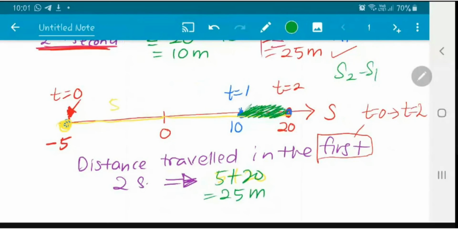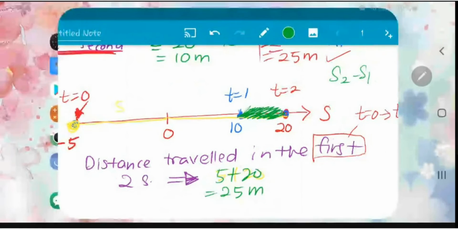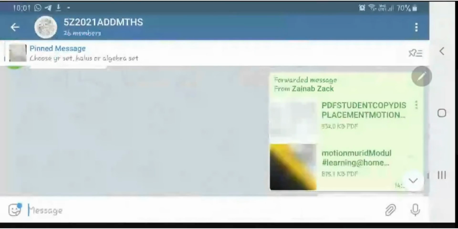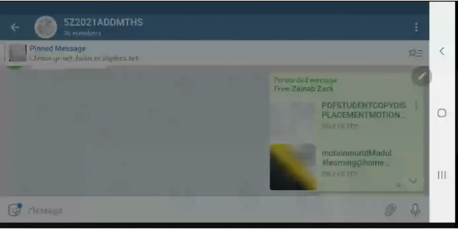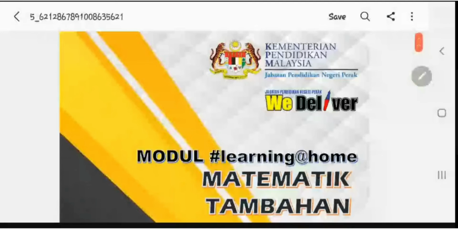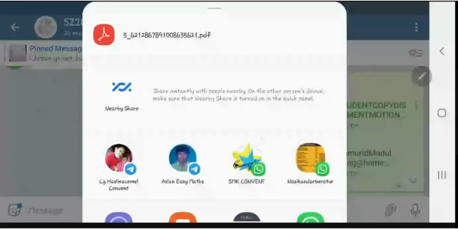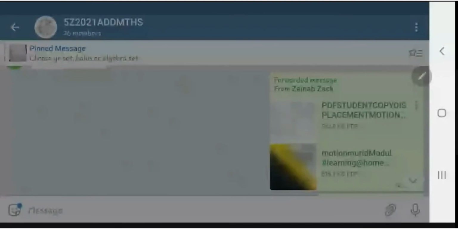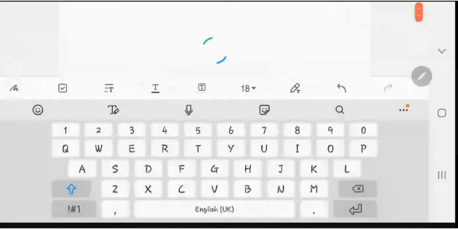Nota saya dah bagi dah dekat sini. Nota ni boleh rujuk. Siapa yang missing tu? Angel. Angel, boleh off mic tak? Sorry, hello teacher.